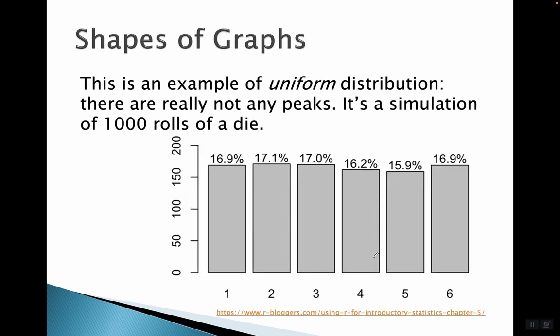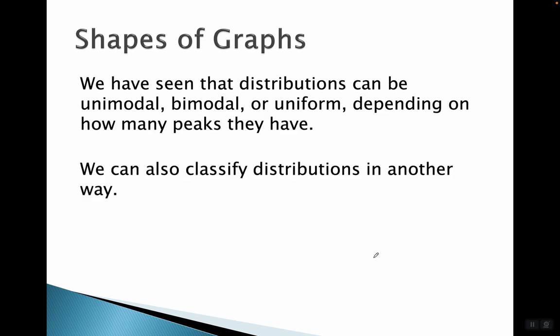This is an example of a uniform distribution. There are really not any peaks. It's a simulation of 1,000 rolls of a die, which you'd expect to be uniform. We've seen that distributions can be unimodal, bimodal, or uniform, depending on how many peaks they have. We can also classify distributions in another way.